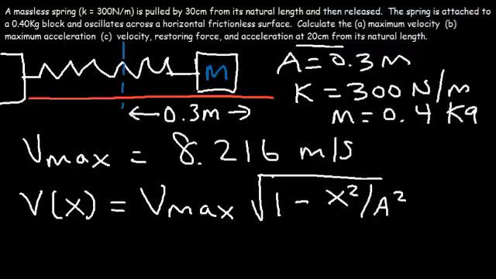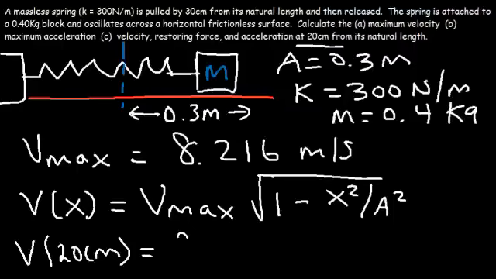So we want to find the velocity at a position of 20 centimeters from its natural length. Now, because we have a ratio between x and a, it doesn't really matter if you use centimeters or meters. The units simply have to match because they're both going to cancel. Centimeters over centimeters and meters over meters will cancel. So we can plug in 20 centimeters if we want to.